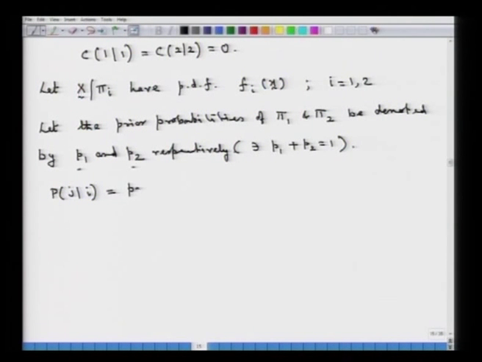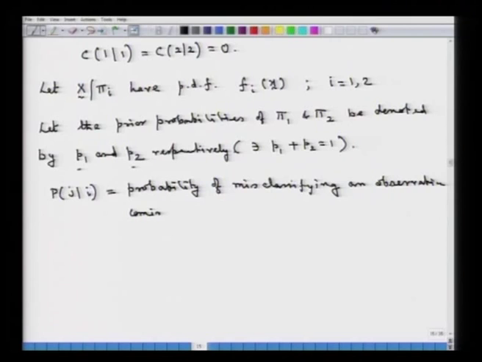So, this is going to denote the probability of misclassifying an observation coming from pi I into pi j. So, the notation is very clear that one is looking at P j given I to be the probability of misclassifying an observation which is coming from pi I into the population pi j.